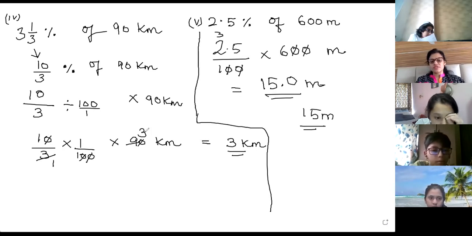Ma'am, how did 3 come from 3 ones? 3 threes are 9. 3 ones are 3 and 3 threes are 9. Only 3 is left. 3 into 1 and below nothing. So 3 kilometers. Okay, ma'am.